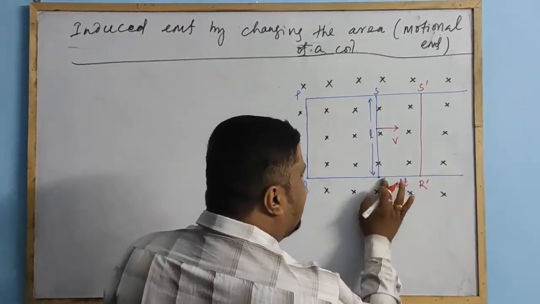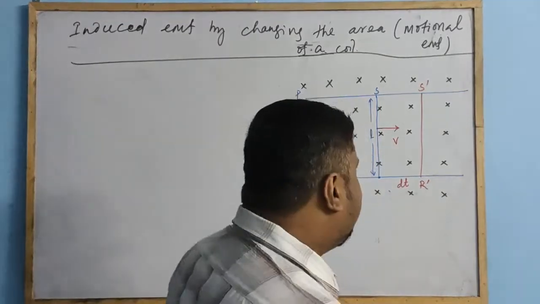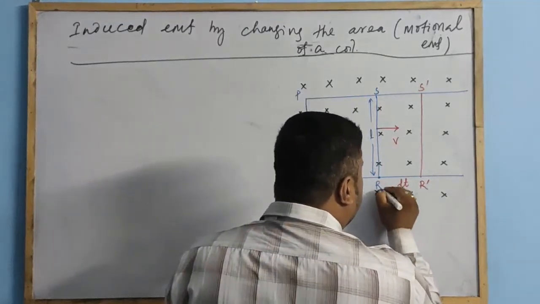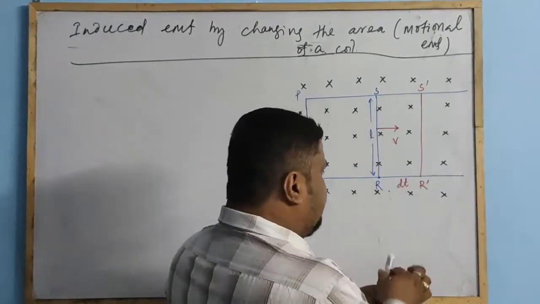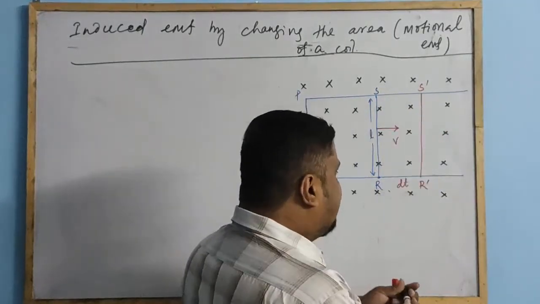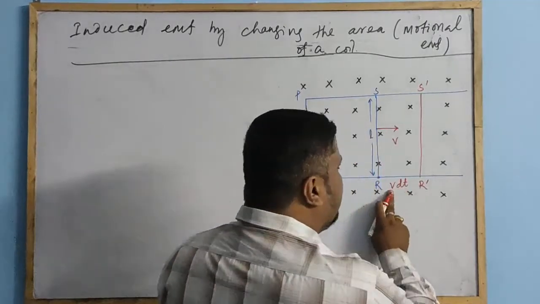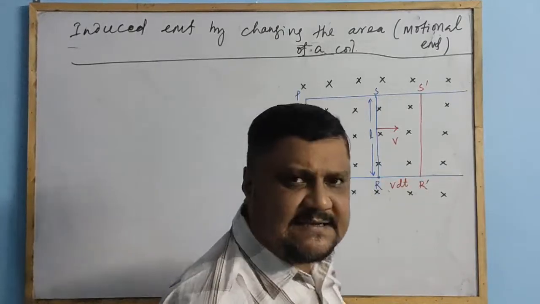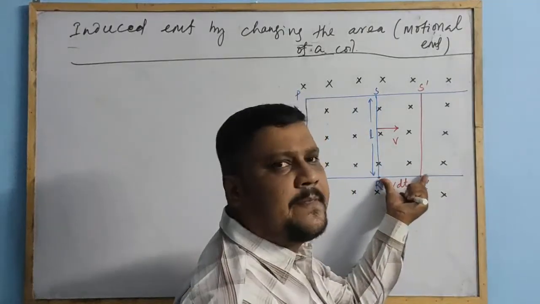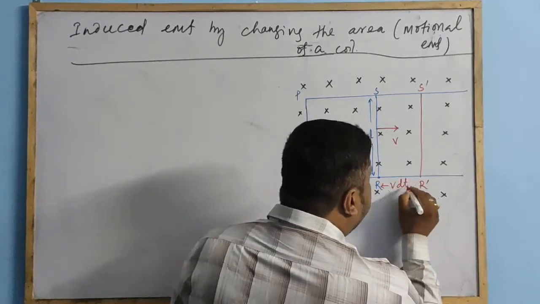Then what is this R to R dash? If the time taken is dt, then what is the distance traveled from R to R dash or S to S dash? With the speed V and time taken dt, what is this value? That is V dt, velocity into time, which gives you the displacement or the distance. So the distance R to R dash is V dt.